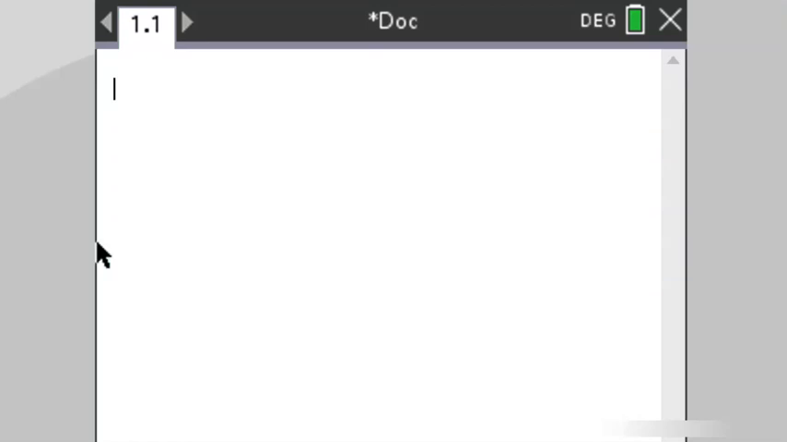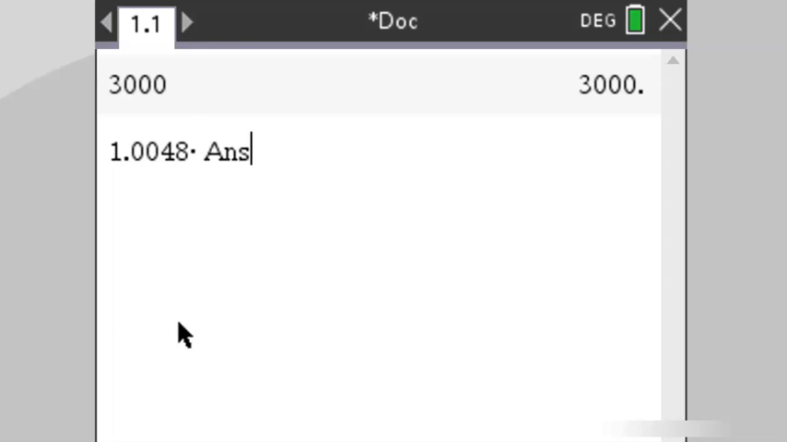So B0 was given to us as $3,000 and we press enter. And then we type in our recurrence relation as we read it. So 1.0048 multiplied by, and this is where we pick up our answer using control and minus to pick up the previous answer and press enter.